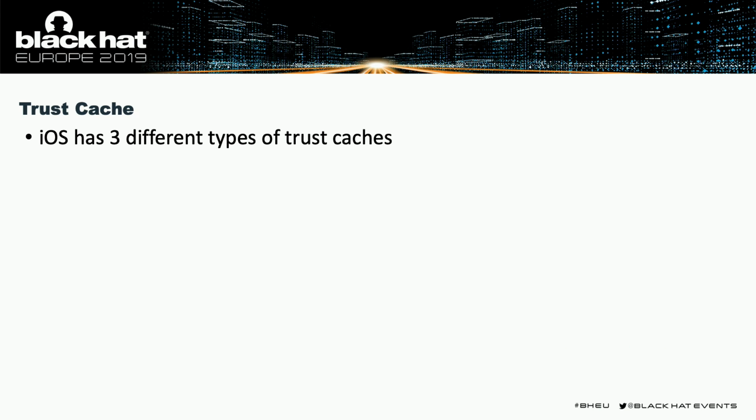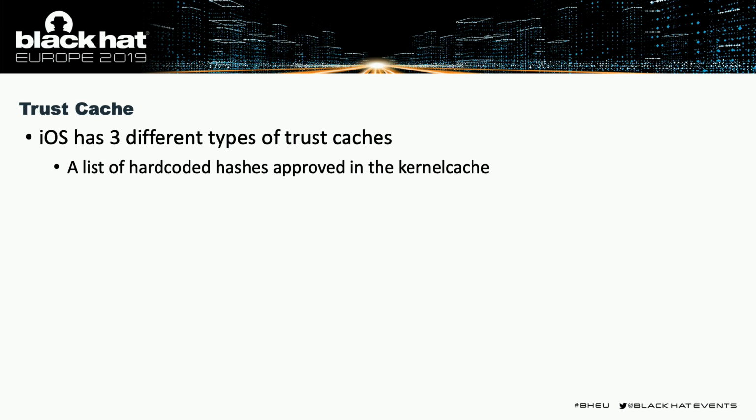Now the iOS kernel supports 3 different types of trust caches. The first one is a list of hashes that are hard-coded into the kernel code itself. We could actually override this list with our own hashes and make the kernel execute our own executables. But we did not want to patch the kernel at all, therefore we did not use this approach.